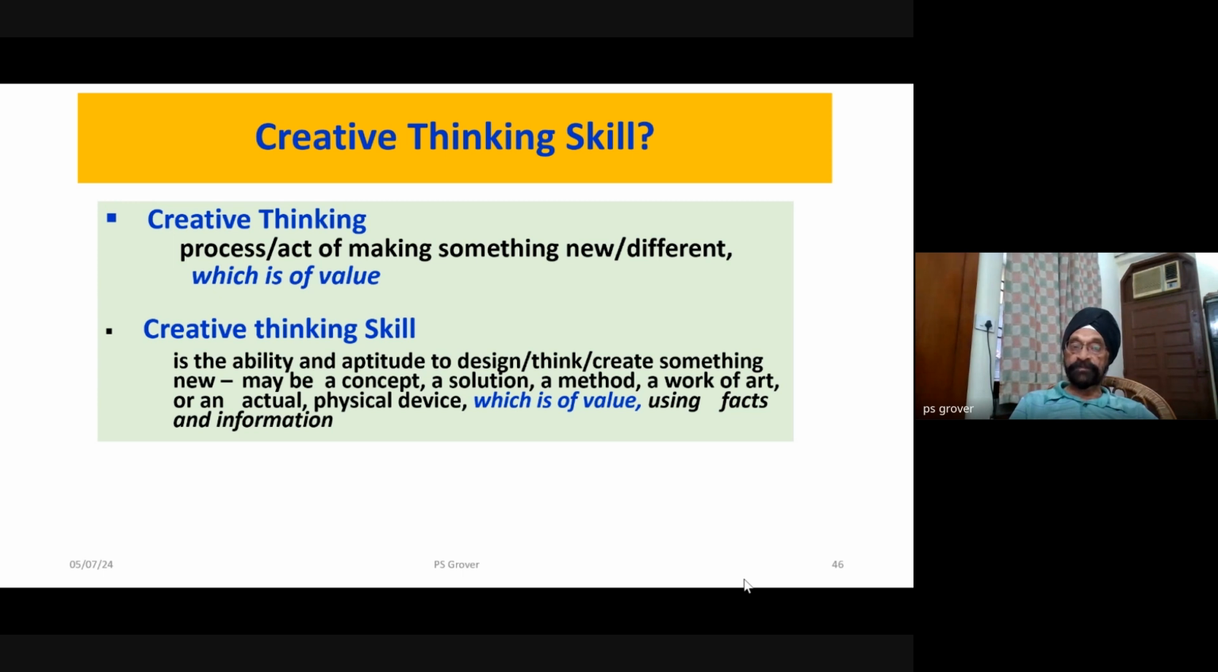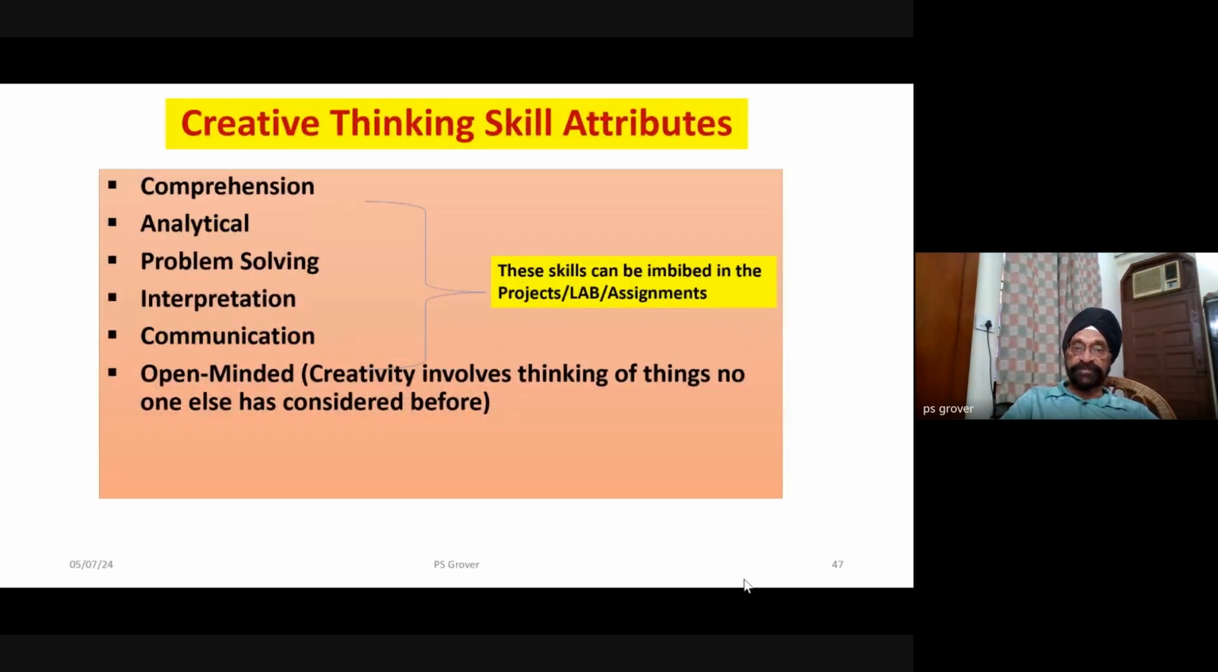So our goal is to develop these thinking skills, which is again an employability skill. So creative thinking skill attributes are understanding, comprehension, analytical, problem solving, interpretation, communication, open-mindedness, creative involved thinking of things no one else has considered before. Now please see here, it's interesting. These skills can be developed in the classroom itself. These can be imbibed in the students in the classroom itself, through projects, through lab, through assignments.